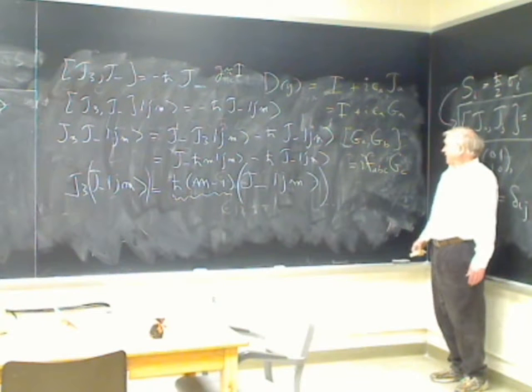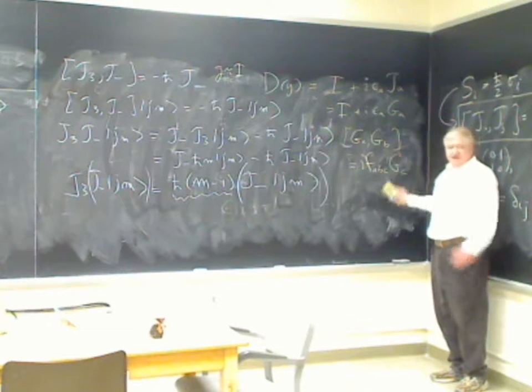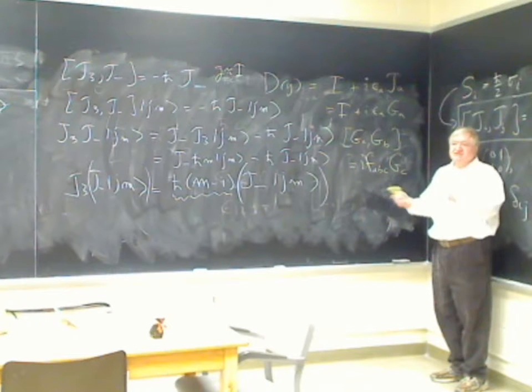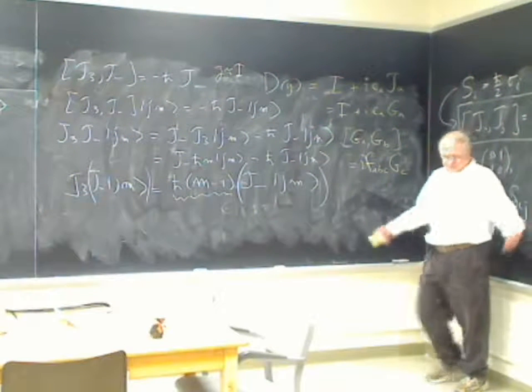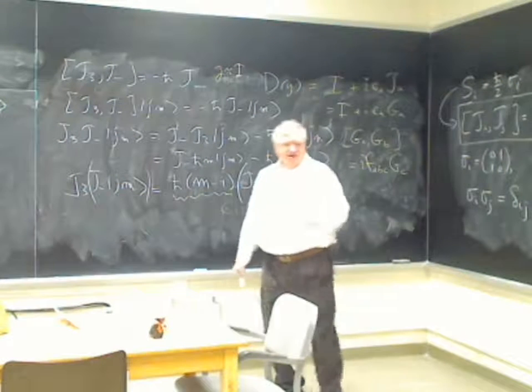And once you have something like this, you can then work out all kinds of relations, very much like the ones we're doing here for this specific case. All right. So do you know how to turn that thing off?